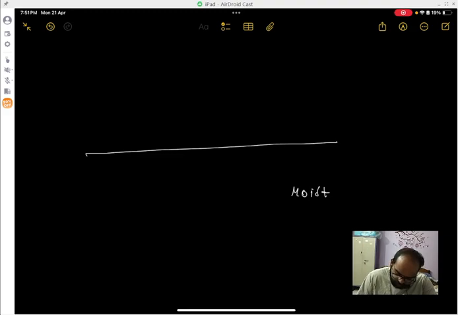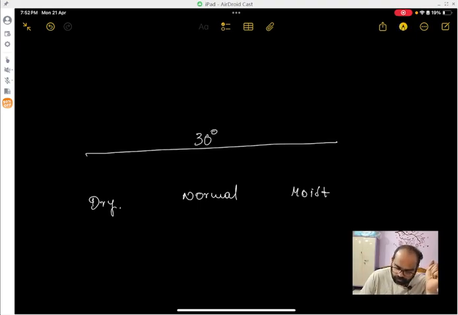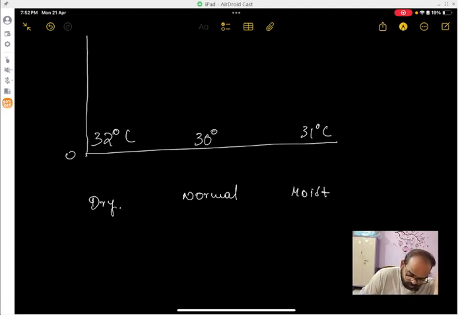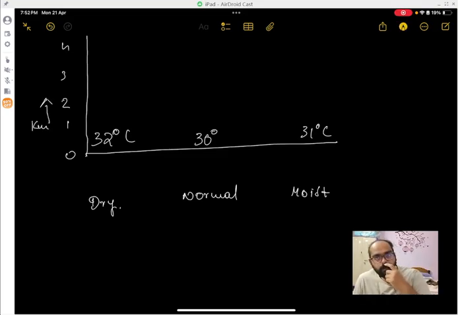It is normal air and dry air. We'll get into the latitude part after this. Okay, moist air, dry air. Dry air temperature is, let's say, 30 degrees centigrade. Moist air would be 31 and dry air would be 32 at 0 km. 1, 2, 3, 4. These are kilometers.